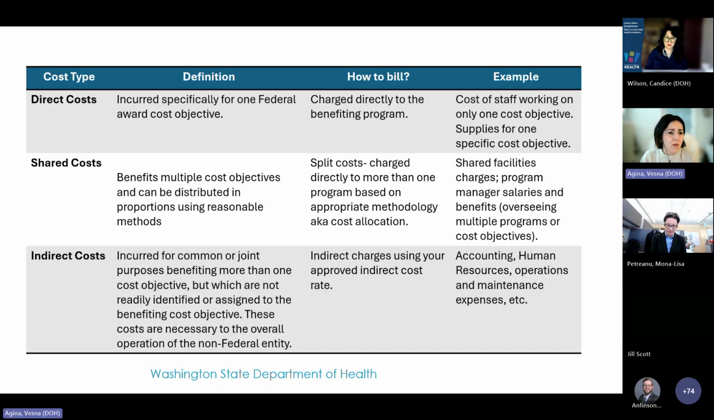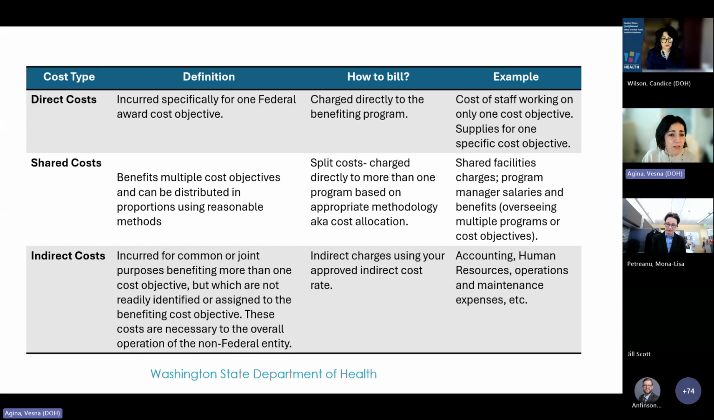So with that, there are basically three different types of costs. We have direct costs. Those are the costs that are charged directly to the benefiting program. We know that they're only benefiting one program and one cost objective. So those are costs that should be charged directly to that program.